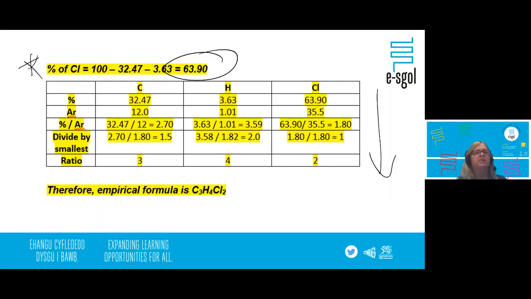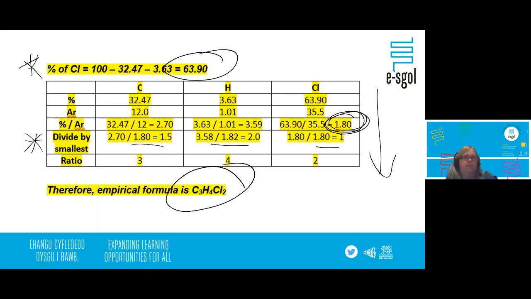And this is the one my pupils often need reminding of. Once you've worked out the percentage divided by the AR, divide by the smallest answer you've got. This was the smallest answer I got, which is why I'm dividing all of them by this. So the ratio comes out to be 3 to 4 to 2. So that is my empirical formula. I've used that evidence and got myself a few marks clocked on.